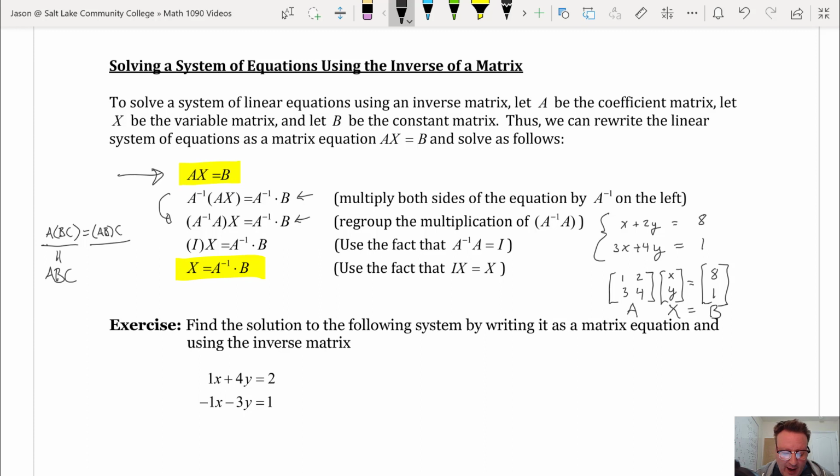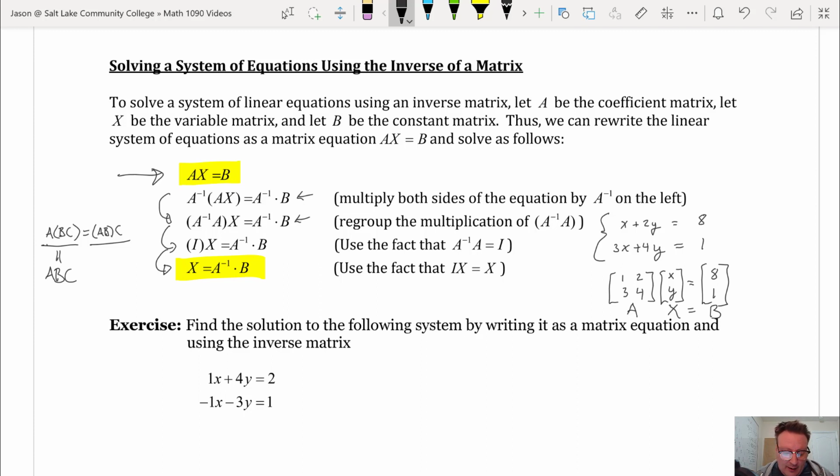So we're using that fact to rewrite this equation, putting the parentheses around A inverse times A. And then what did we see above? Well, A inverse times A gives us the identity matrix. And so we get this next equation here. And what's special about the identity matrix? The identity matrix times any matrix gives you that same matrix back. So I times X is just X. Going from this equation to the next one, we're just using the property of the identity matrix.